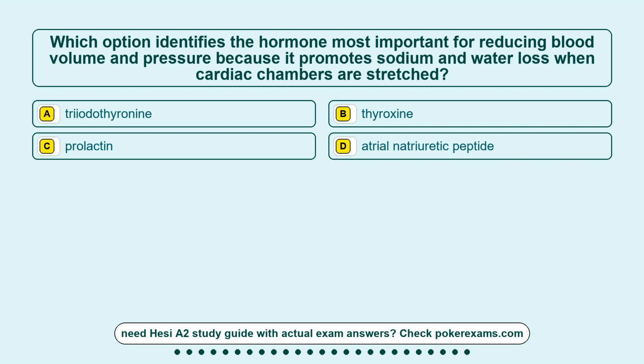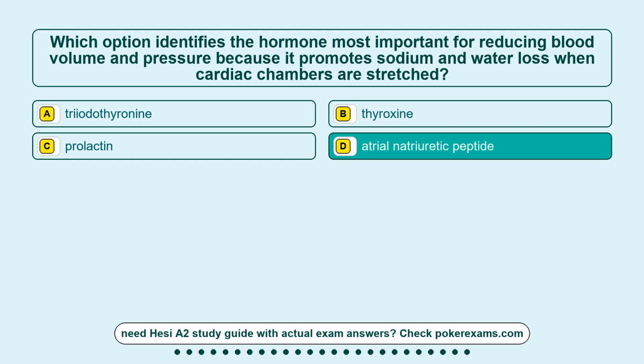Question 14. Which option identifies the hormone most important for reducing blood volume and pressure because it promotes sodium and water loss when cardiac chambers are stretched? Option A, triiodothyronine. Option B, thyroxine. Option C, prolactin. Option D, atrial natriuretic peptide. The correct answer is option D, atrial natriuretic peptide.